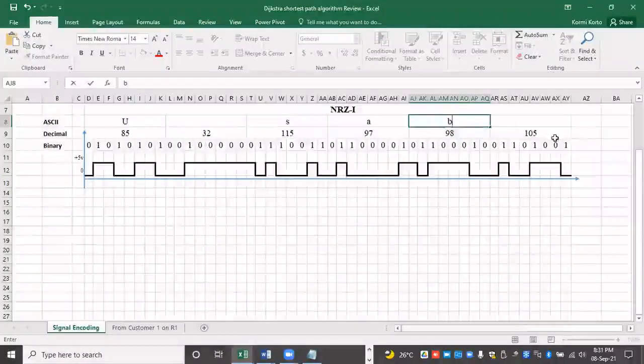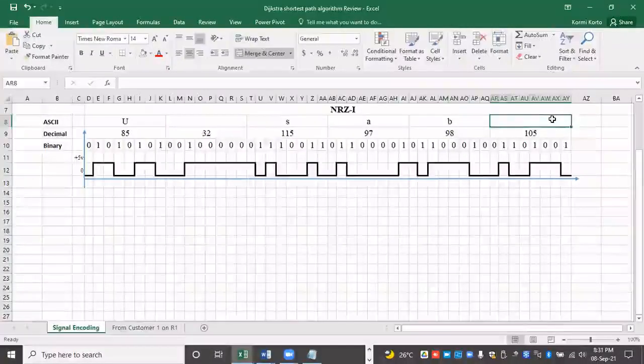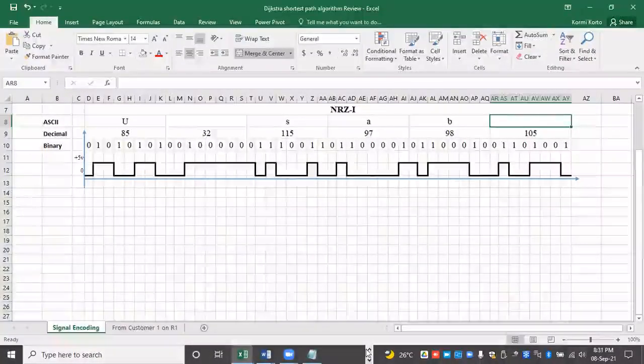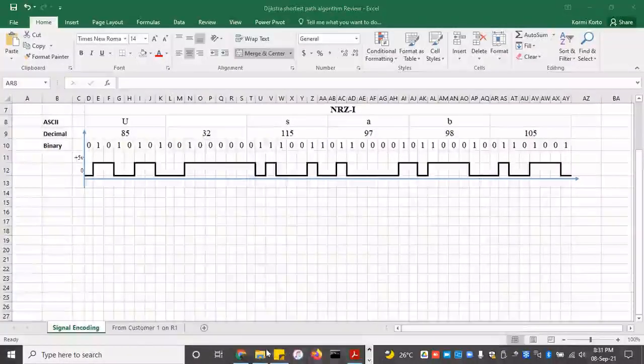And the last character, which is 105. Let me get the ASCII conversion chart so I don't give you guys the wrong message.